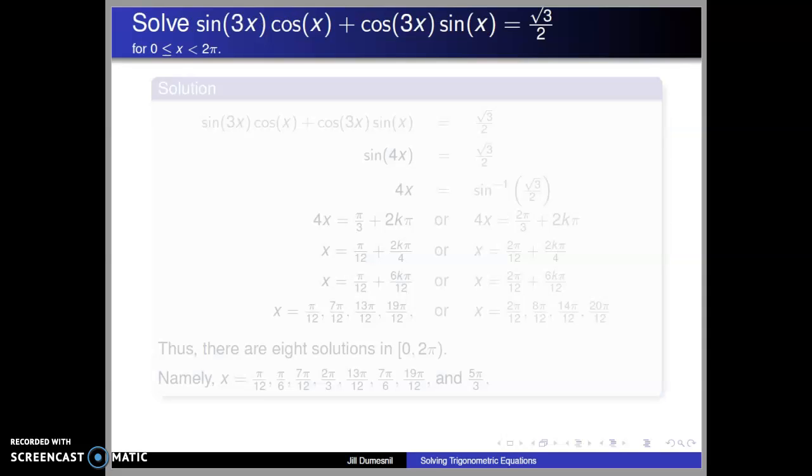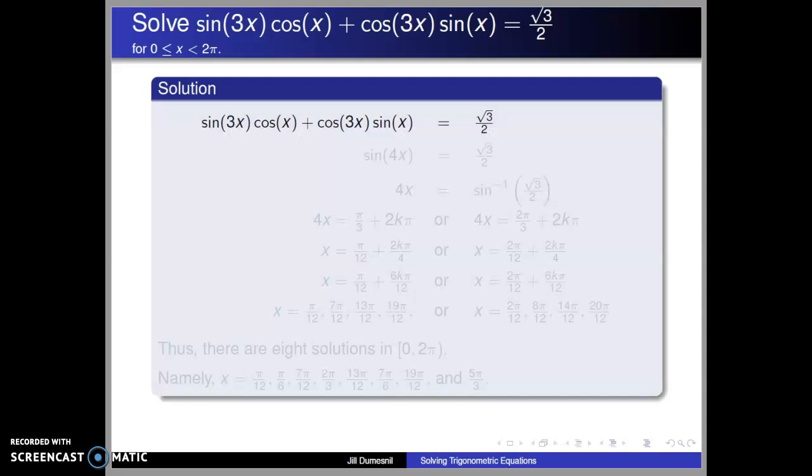Finally, let's solve the equation sine 3x times cosine x plus cosine 3x times sine x equals root 3 over 2 for x in the interval from 0 to 2 pi. When we look at this equation, we realize that root 3 over 2 is a special value from the unit circle. The sum on the left-hand side of the equation looks familiar from the addition and subtraction formulas. It's the formula for the sine of a sum.